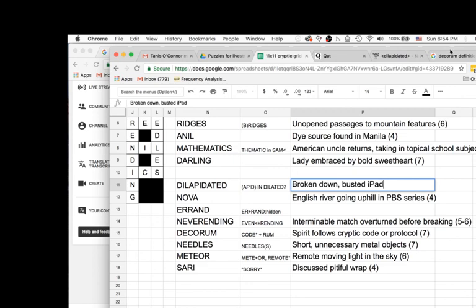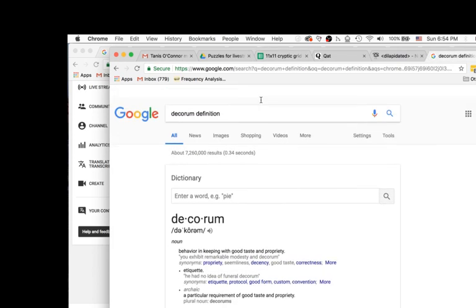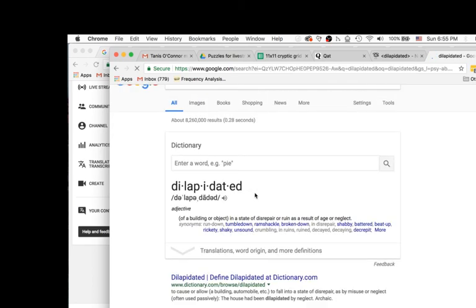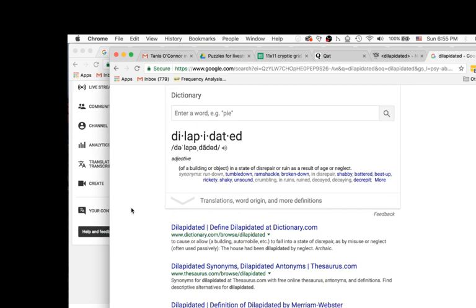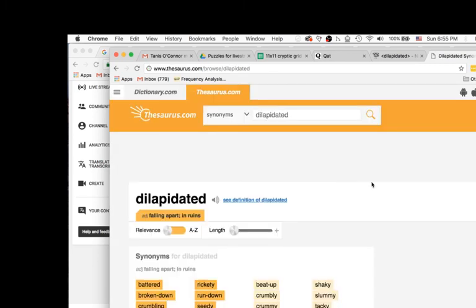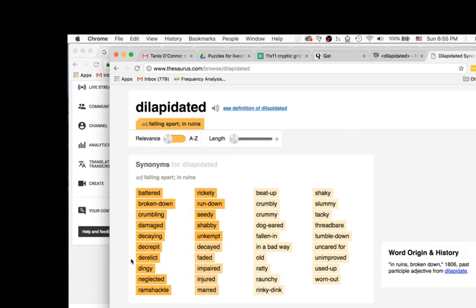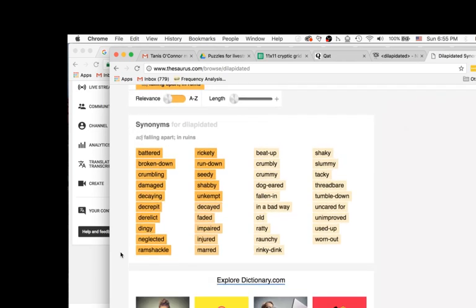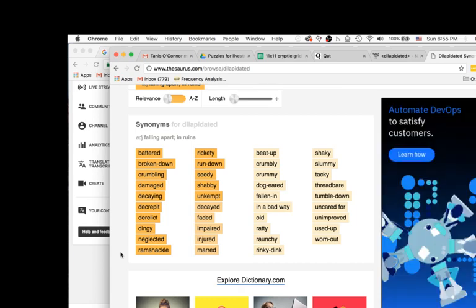Unless I can come up with a different way of saying dilapidated that could go after widened. Dilapidated. Synonyms, antonyms. Battered, decayed, dingy. None of these can be nouns, unfortunately. Fallen, old, ratty, tacky, threadbare.